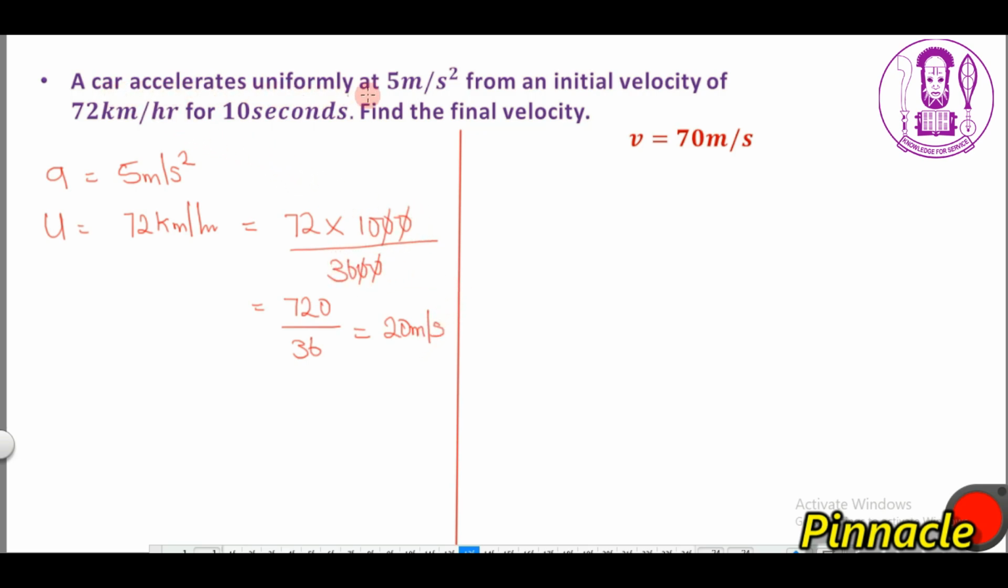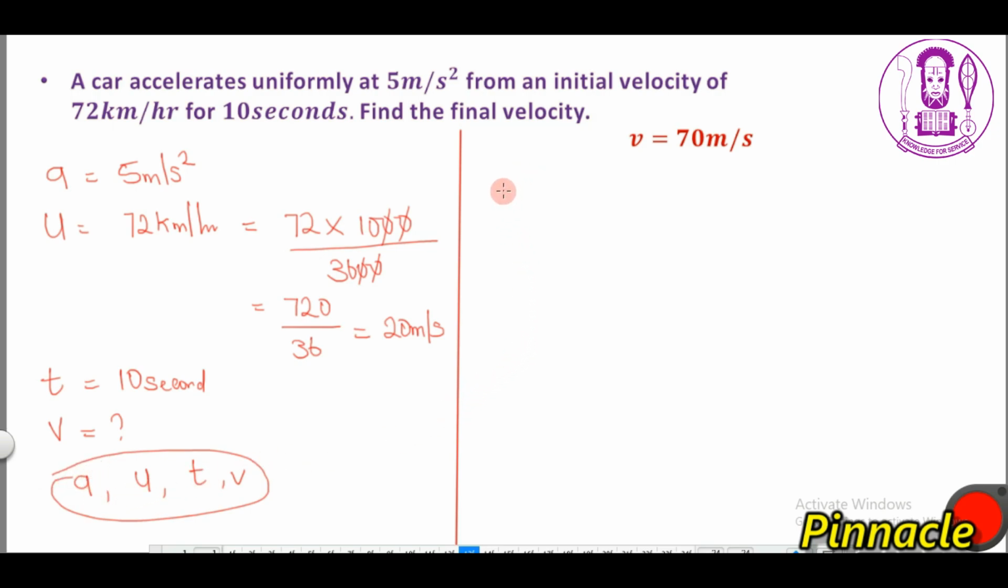A car accelerates uniformly at 5 meters per second squared. Acceleration is equal to 5 meters per second squared, from an initial velocity of 72 kilometers per hour, for 10 seconds. So my t is equal to 10 seconds. Find the final velocity. My final velocity v is unknown, and is what I'm looking for. From this question, I have acceleration, initial velocity, time, and velocity. So the equation of motion that connects these four parameters is the first equation of motion.